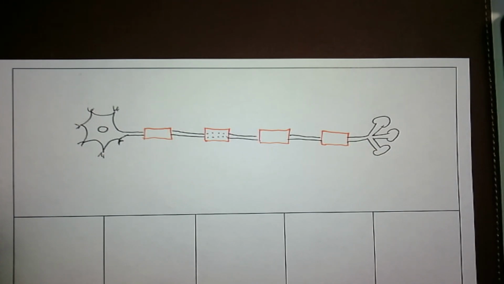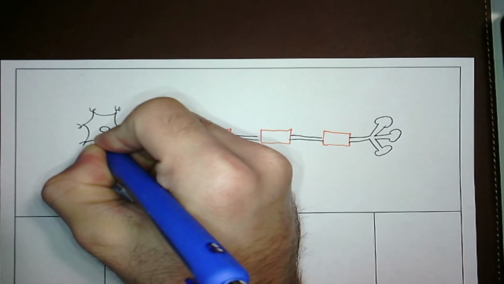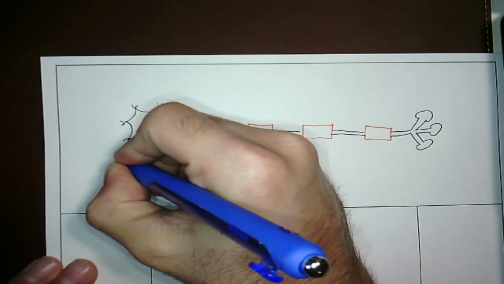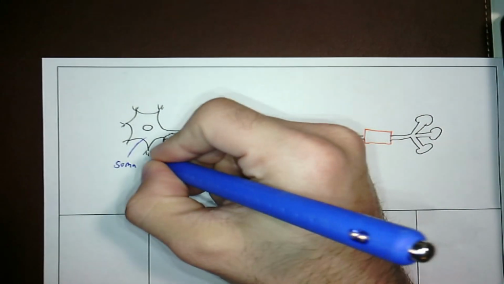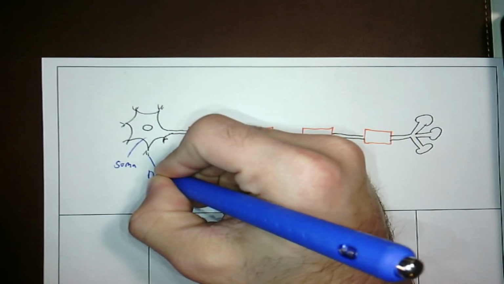But we need to label this a little bit. Based on how comfortable you are labeling this, it might tell you how much you know or don't know about a neuron. So again, we can call this the soma, right? But what are the other names for it? You should know some other names. We can call these little hair things dendrites.